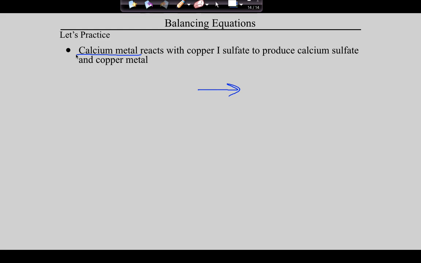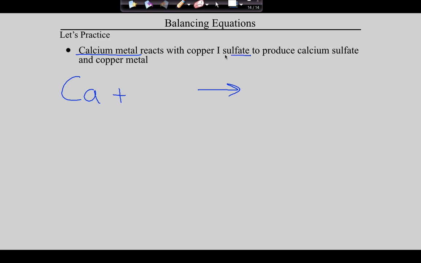Where does it go? Is it a reactant on the left or a product on the right? How do you know it's a reactant on the left? Because it says reacts. So guys, calcium reacts with. And we represent reacts with the plus sign. So now we've got this. And then we read on, and it says calcium metal reacts with copper 1 sulfate.